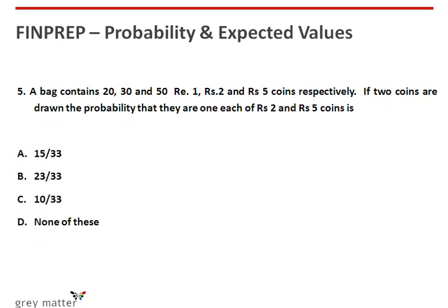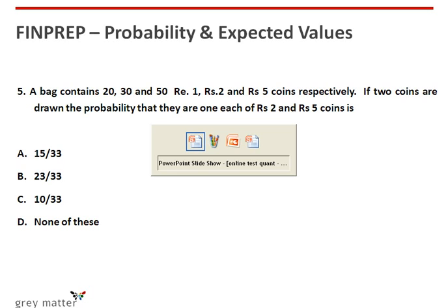Moving on to the fifth question. A bag contains 20, 30 and 50 1 rupee coins, 2 rupee coins and 5 rupee coins respectively. If two coins are drawn, the probability that they are one each of 2 rupee and 5 rupee coins. We need to calculate the probability of that.